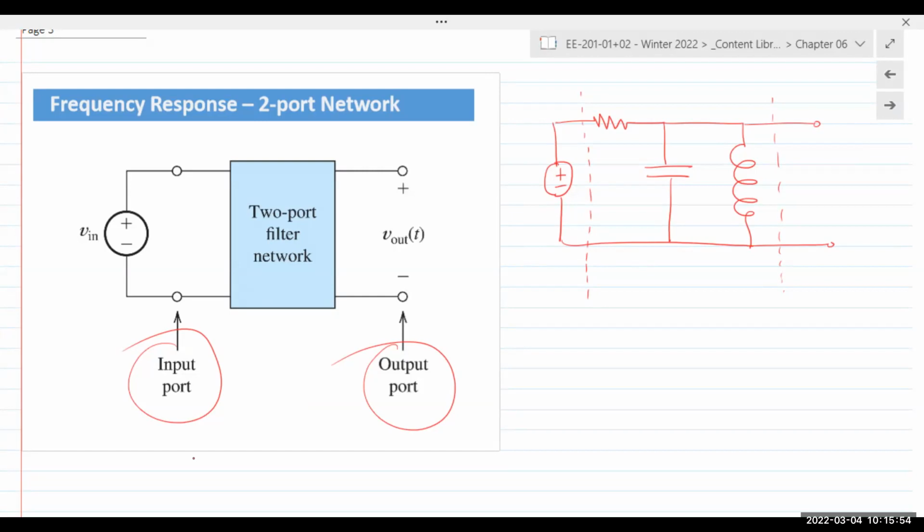On the left, we have V in. On the right, we have V out. They're both functions of time, at least for now, right? In chapter 5, the x-axis was always time. Going forward in this chapter, the x-axis will always be frequency. And we will see that in just a little bit. But this is the representation that we will be using for this chapter.